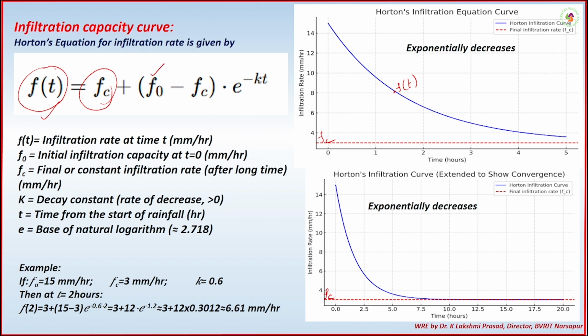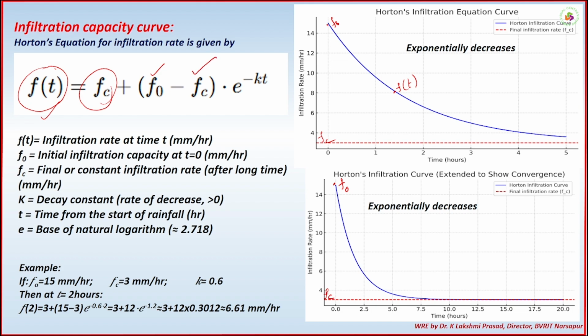And what is this F0? F0 is the initial infiltration rate. That initial infiltration rate is nothing but the infiltration capacity, because the infiltration rate will be very high at the beginning of the storm. So that's why this point is what we call F0. F0 you can call the maximum infiltration rate, initial infiltration rate, or infiltration capacity at the beginning. Any of these three things are the same, right?